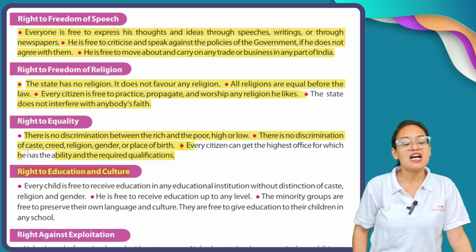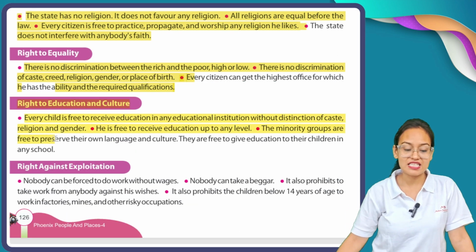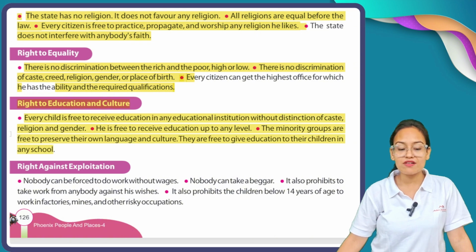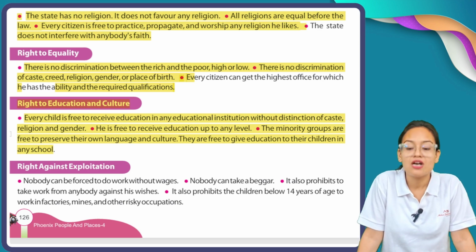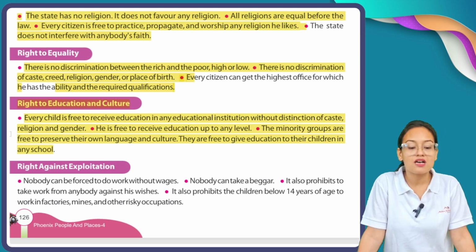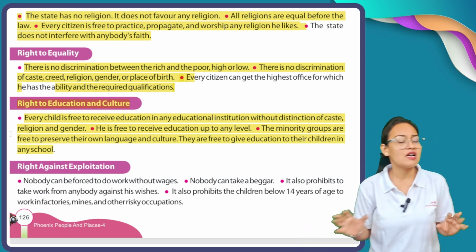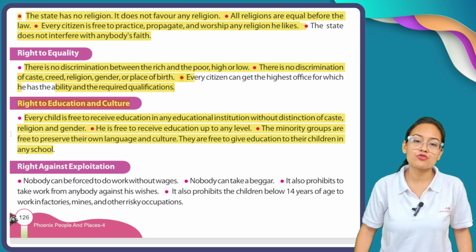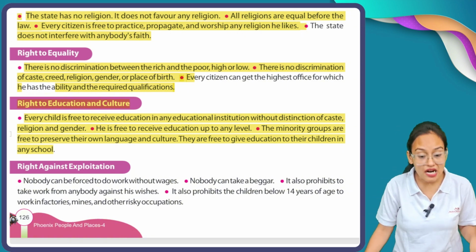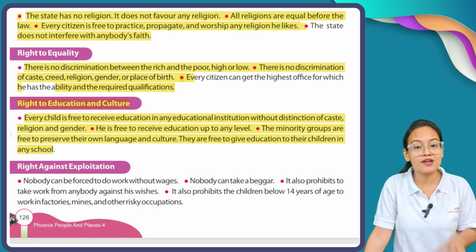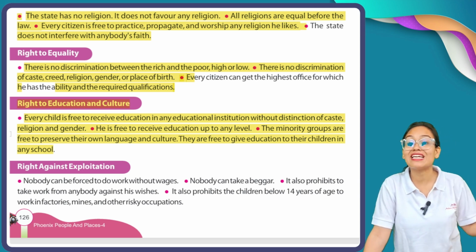Now the next right, the right to education and culture under fundamental rights. Let's have a look here, my dear students. Every child is free to receive education in any educational institution without distinction of caste, religion and gender. As the name suggests, in the eye of the Constitution of India, each and every child of the Indian state has 100% authority to get education in any educational institution according to their interest.